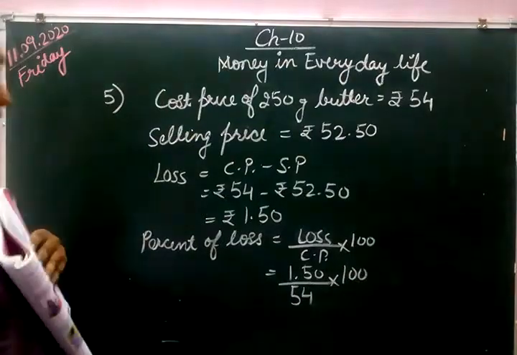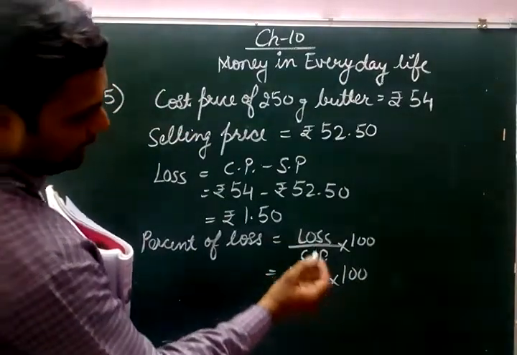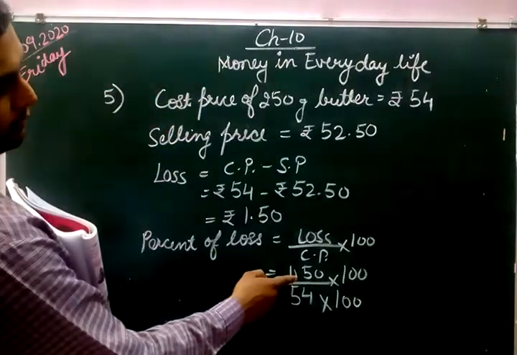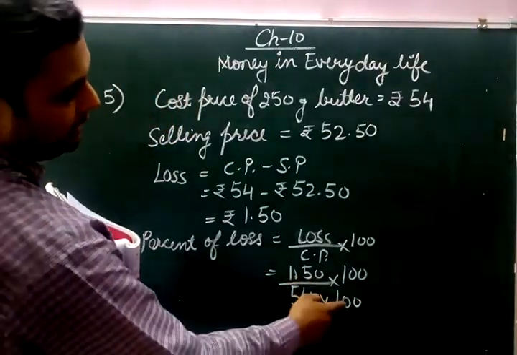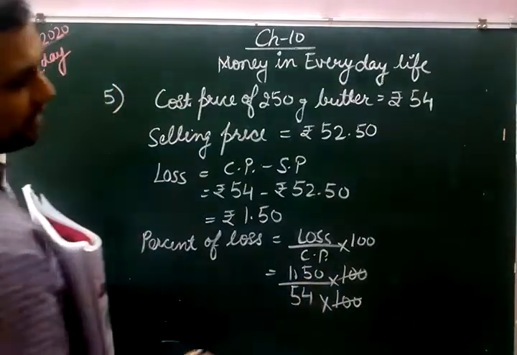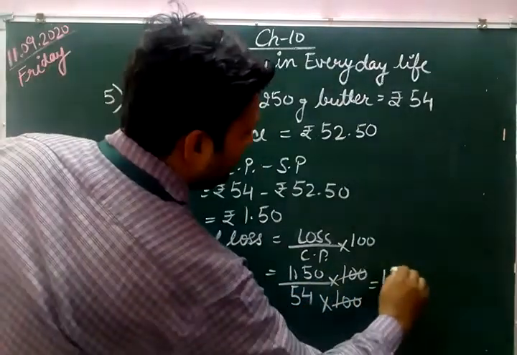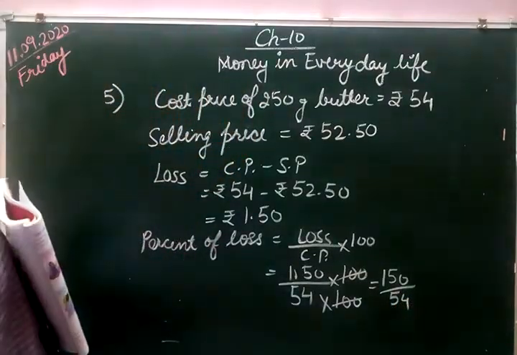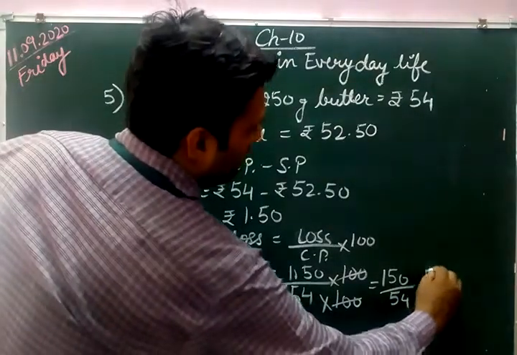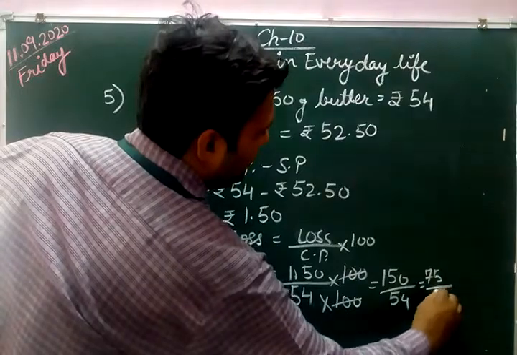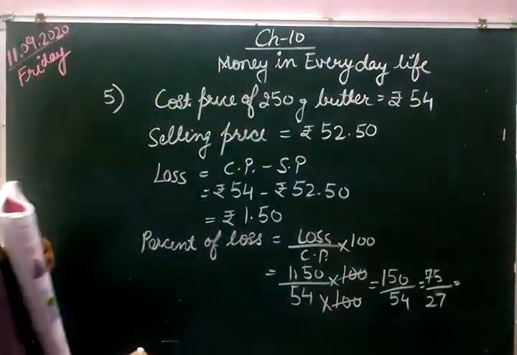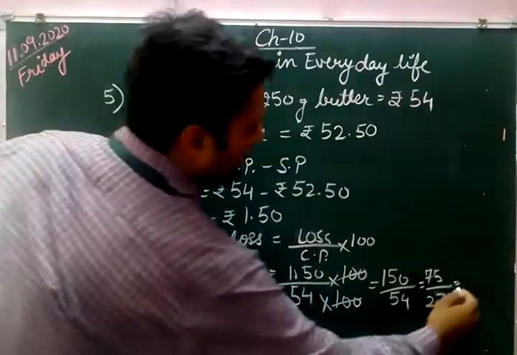Now students, when you remove this point, 100 will come down. This 100 will cancel. So you have to divide 150 by 54. When you simplify it, using the table, 25 divided by 9. When you simplify again, then what will happen?